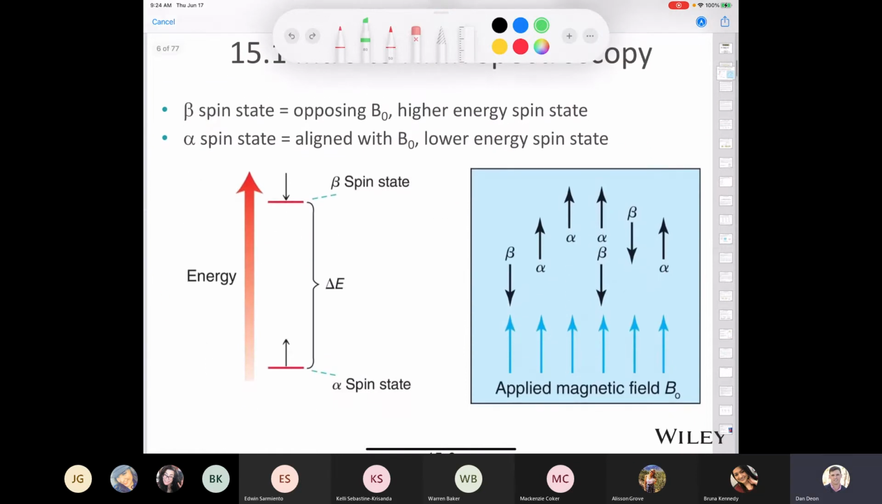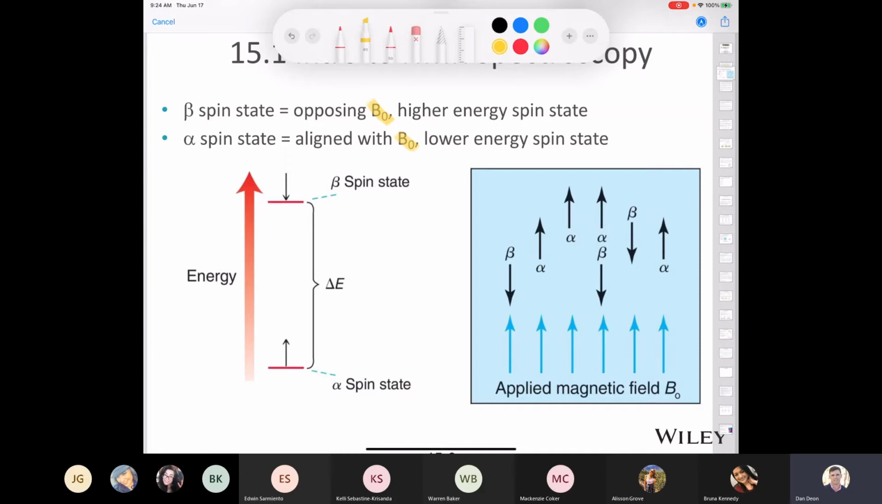So the beta spin state, I already told you what that was. It's the spin state that opposes the external magnetic field. Again, the B0 represents the externally applied magnetic field. So that's just a big magnet that you use to subject the sample to a magnetic field. And the alpha spin state, that is the one that is aligned with the magnetic field.